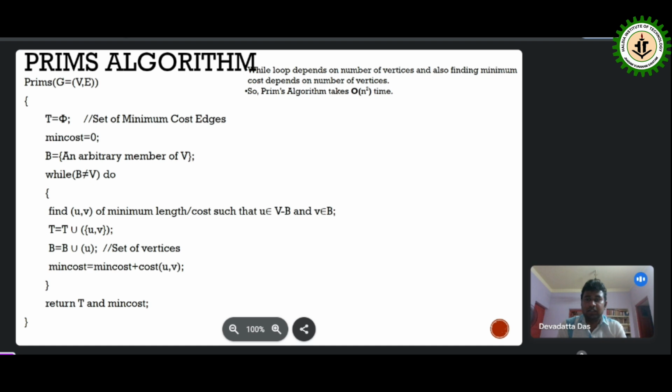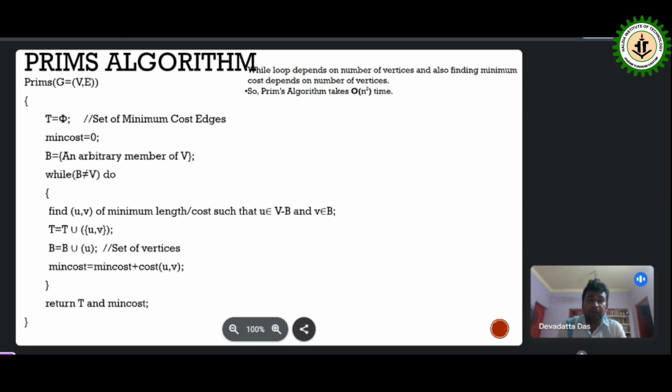So now I'm discussing Prim's algorithm. It's another part of the spanning tree. It's just a simple algorithm like Kruskal. In Prim's algorithm, at first we have to define the graph G, and the vertices and edges of G are V, E.